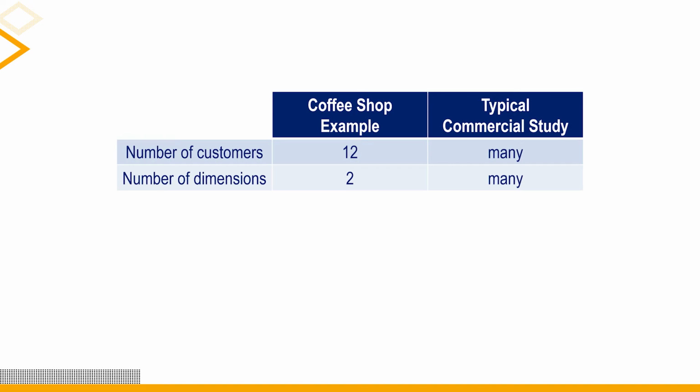Also, in the coffee shop example, customers are described by only 2 dimensions, their longitude and latitude on a map. In a typical commercial application, it is not uncommon to describe customer needs and decision processes by as many as 20 dimensions. The distance calculations are more complex, and we can no longer visualize the data on a 2-dimensional plot.